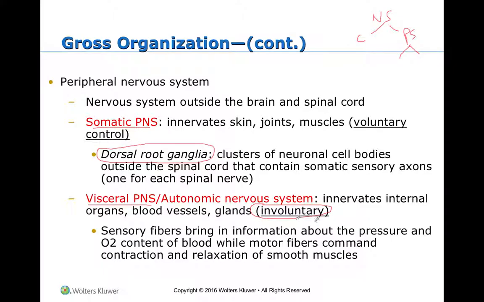So sensory fibers help to bring in information about pressure and oxygen content of blood, while motor fibers help to command contraction and relaxation of smooth muscles that you really don't want to have to be thinking about, right? So muscles in the gut, right? You don't really want to have to be consciously controlling contraction and relaxation of those interior autonomic muscles.